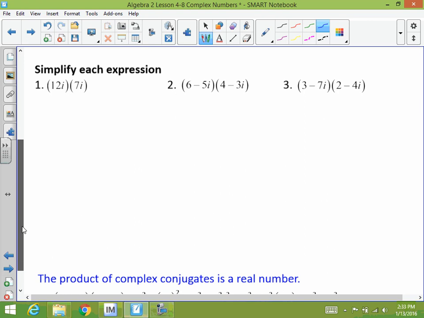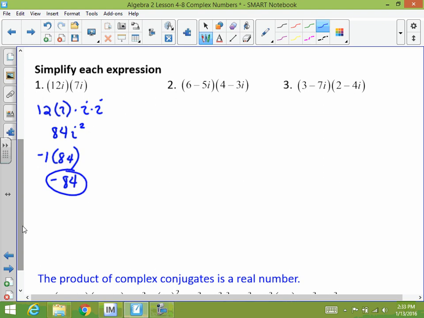So let's simplify. If I have 12i times 7i, well, 12 times 7 times i times i. 12 times 7 is 84, so this becomes 84i squared, but i squared is negative 1, so it becomes negative 1 times 84, or just negative 84. You'll get really good at remembering that i squared equals negative 1 really soon.